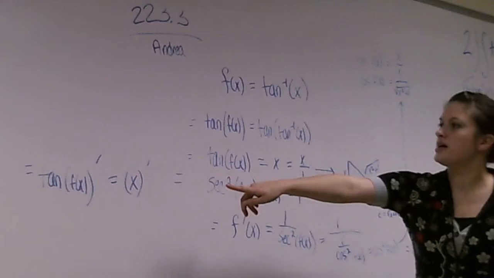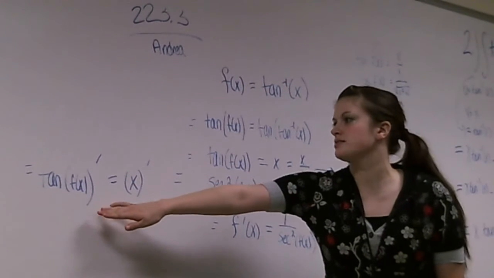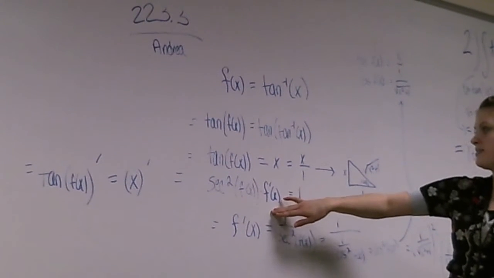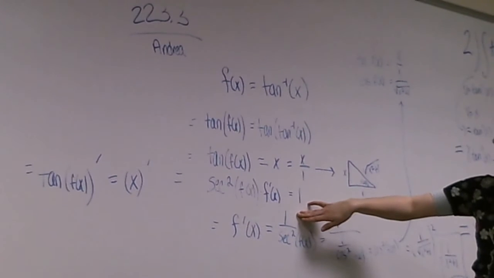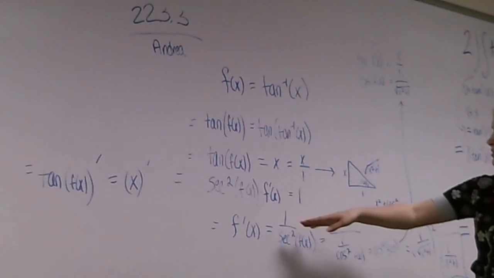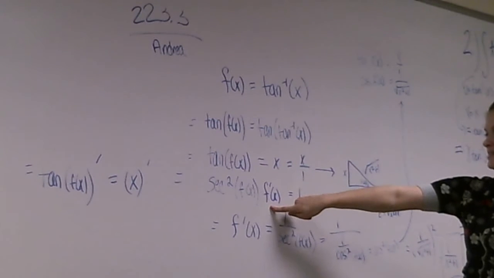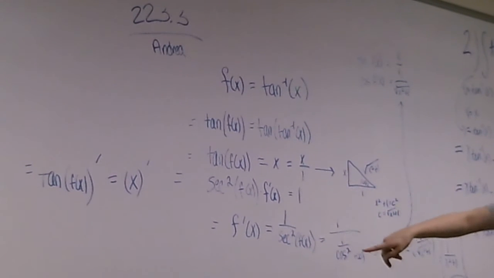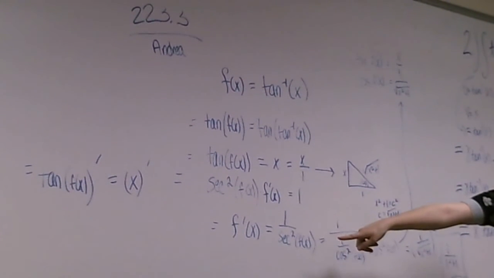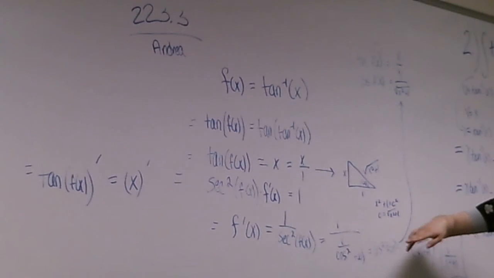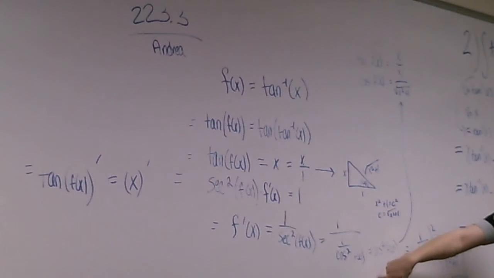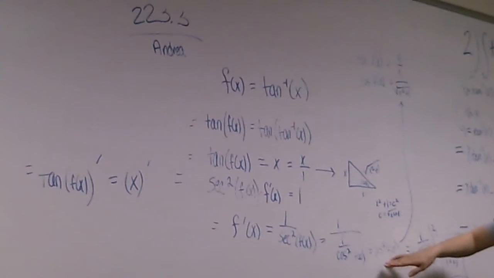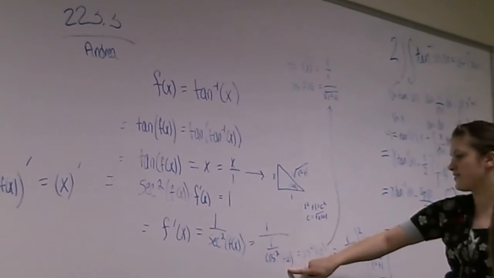And then I come back over here, and I take the derivative of both sides, tan of f of x and x, and it becomes secant squared f of x times f prime of x is equal to 1. And then I'm trying to find what f prime of x is, so I divide both sides by secant squared f of x. 1 over secant squared f of x is the same thing as 1 over 1 over cosine squared f of x. And when you multiply by the reciprocal, you just get cosine squared f of x.